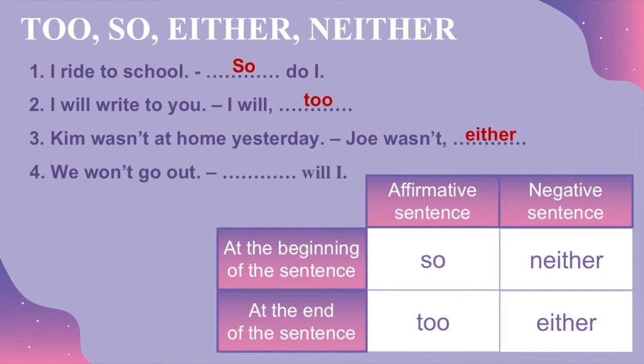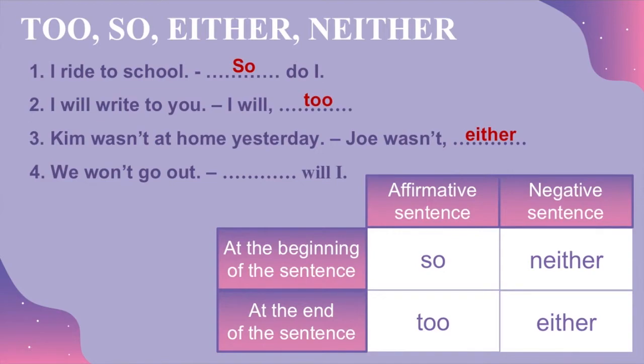Ở cái câu thứ ba này, Kim wasn't at home yesterday. Wasn't. Ok. Có not cho nên câu này là một câu phủ định. Và cái chỗ trống mà mình cần điền á, thì nó nằm ở cuối câu. Phủ định và nằm ở cuối câu thì mình sẽ phải điền chữ either.